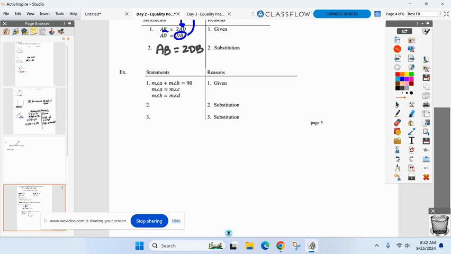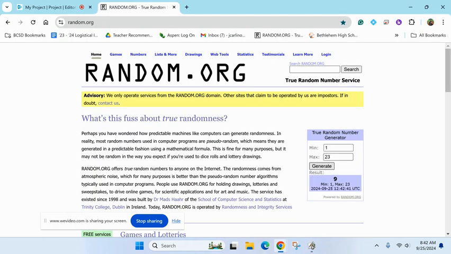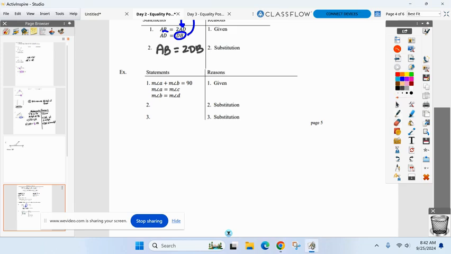Give me one of your statements. When you replaced it, give me one of your statements up here. All right, where are we going with that one? Halo, can you give me one of your statements? Measure of angle C plus measure of angle B equals 90. Great job. Awesome.